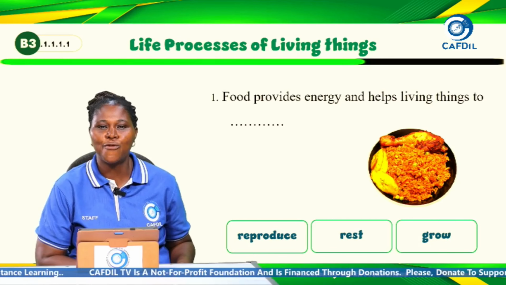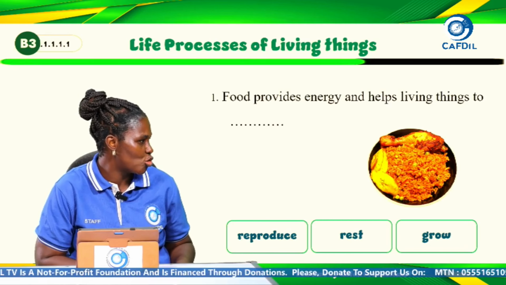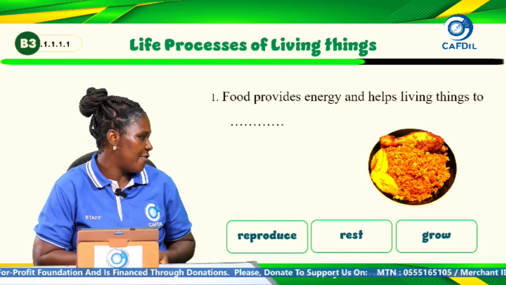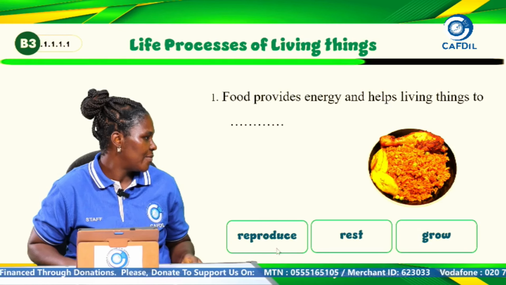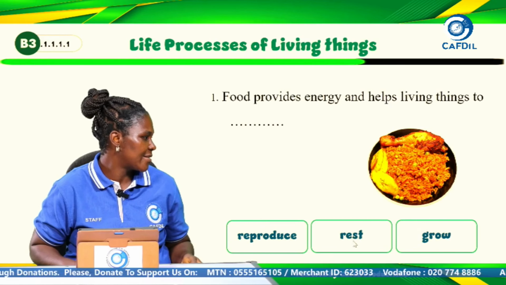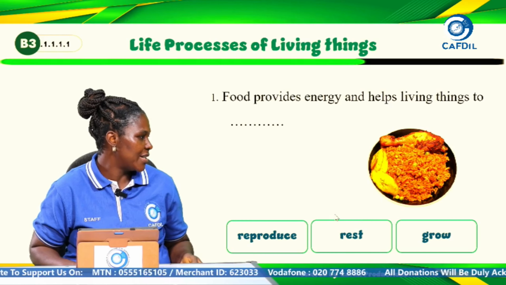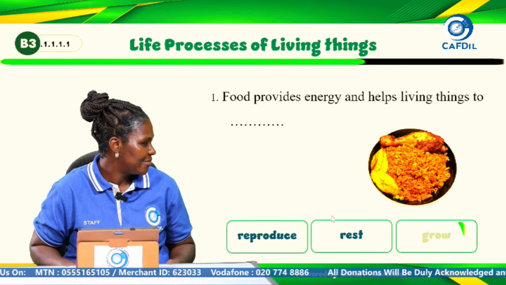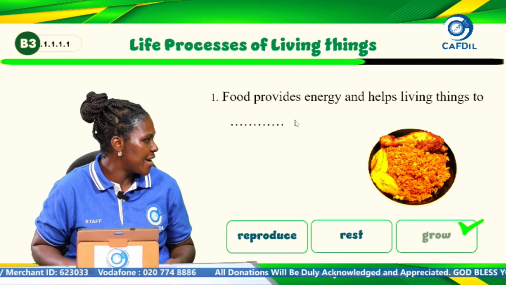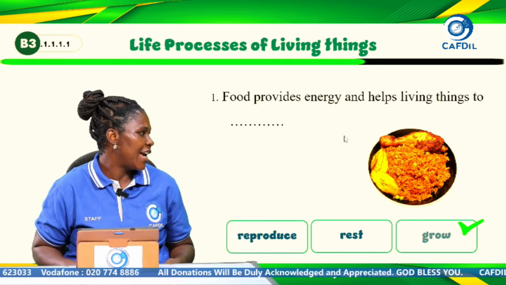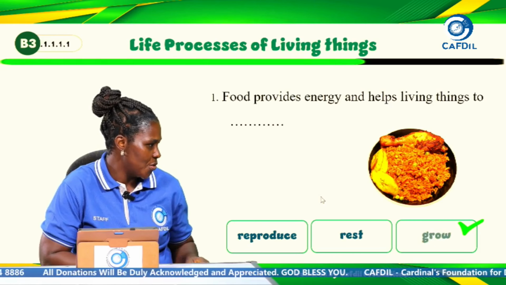Number 1. Food provides energy and helps living things to dash. We have reproduce, rest, and grow. Which one is the answer? We grow. So food provides energy and helps living things to grow.